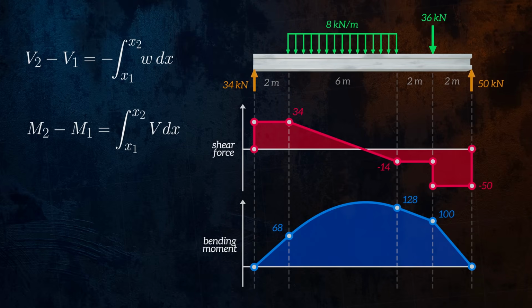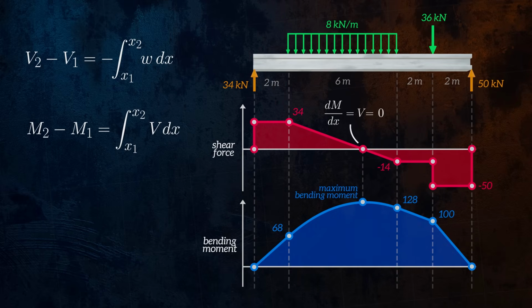Where concentrated forces are applied, there is a sudden jump in the shear force diagram, and where concentrated moments are applied, there is a sudden jump in the bending moment diagram. These equations will not be applicable across discontinuities in the diagrams. One final observation we can make based on these equations is that when the shear force is equal to 0, the bending moment curve will be at a local minimum or maximum.